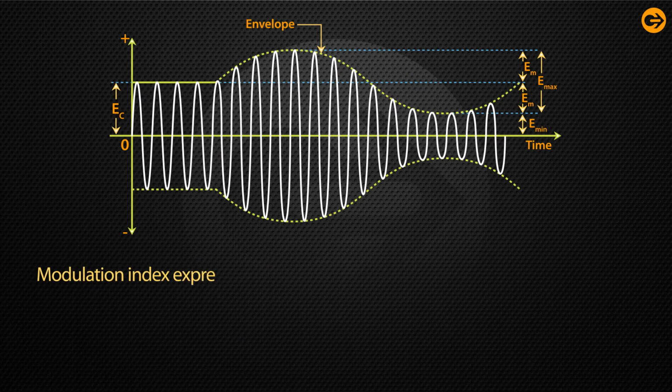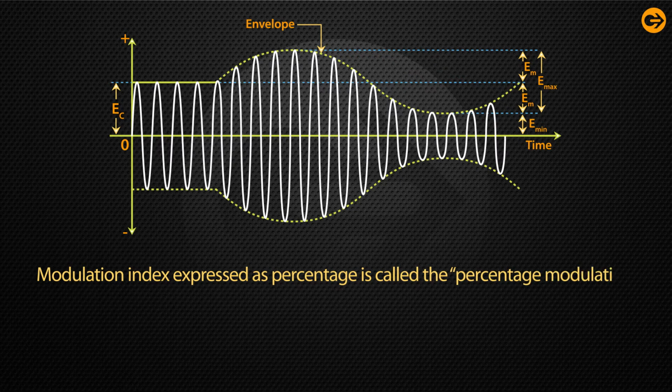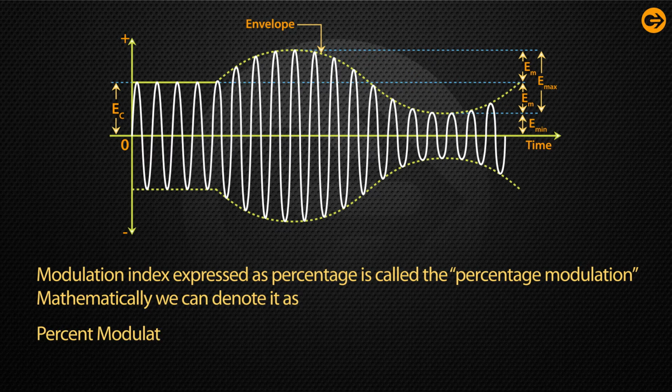Modulation index expressed as a percentage is called the percentage modulation. Mathematically, we can denote it as percent modulation = Em/Ec × 100.